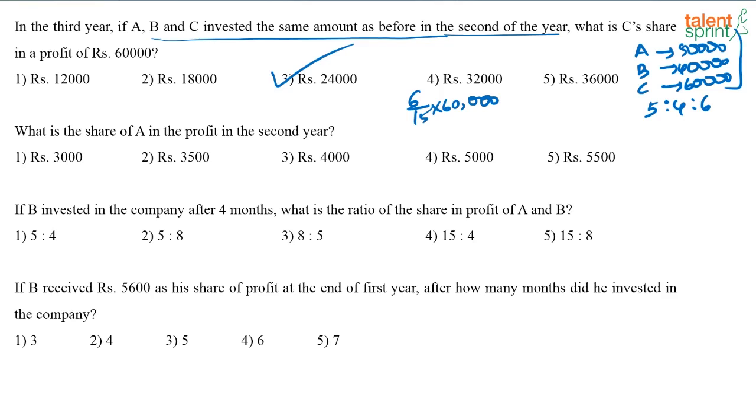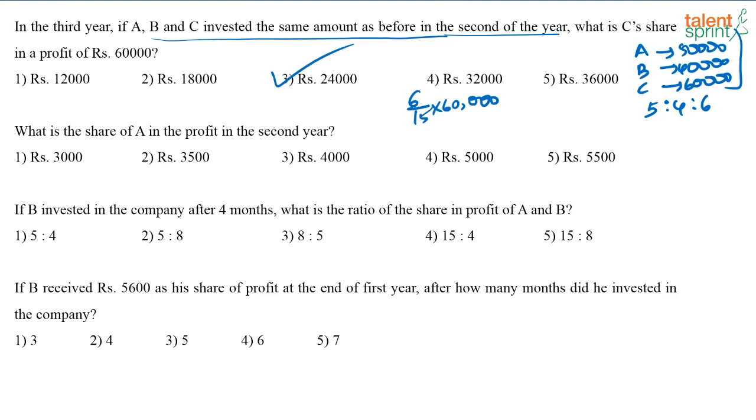To solve this set, the only concept that you need to know is that profit will be distributed among partners in the ratio of the amount that they have invested multiplied by the period for which they have invested. You just need to know that concept. Solving the questions in this set is very easy. So try the next one.